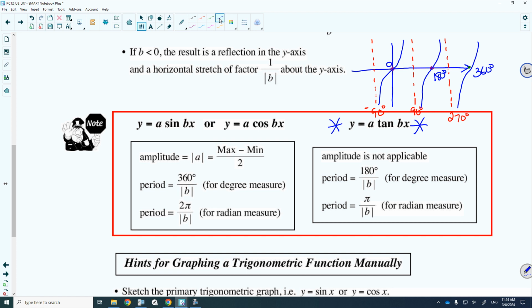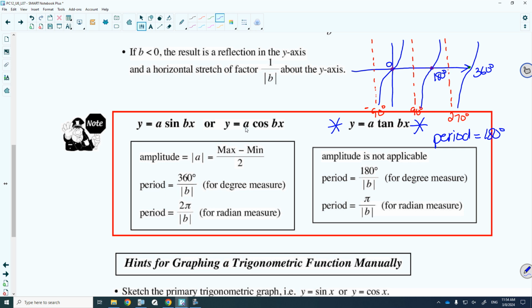So what do we need to know for a tan graph? The period of a tan graph is 180 degrees. With a sine or a cos graph, remember the period was 360 divided by b, or 2 pi divided by b. With a tan graph, it's going to be 180 divided by b, or pi divided by b. So the period is different. This repeats itself every 180 degrees. The amplitude is actually not going to be applicable in a tan graph.